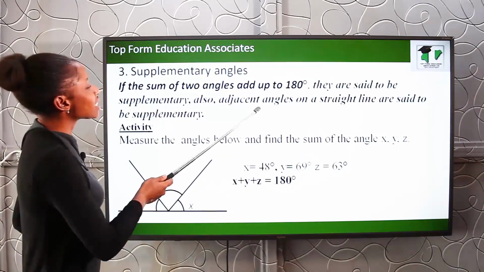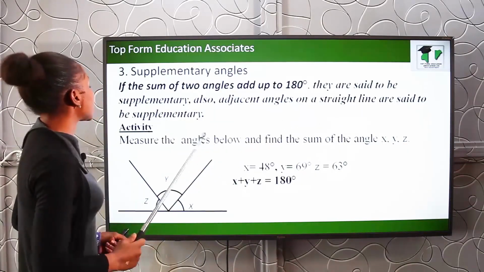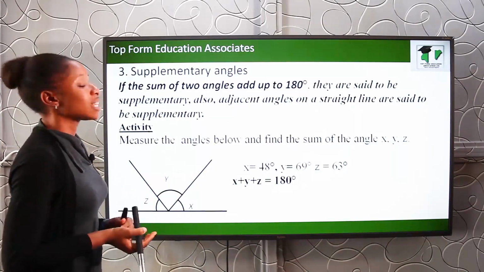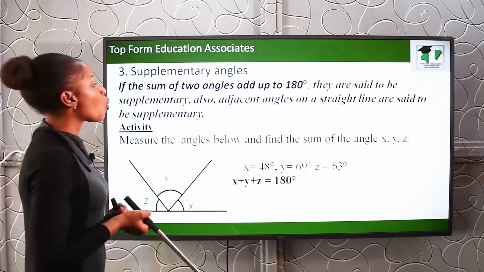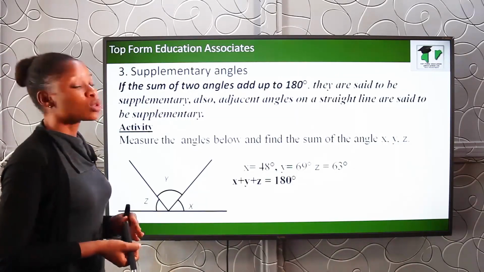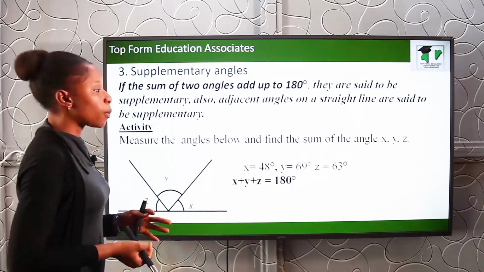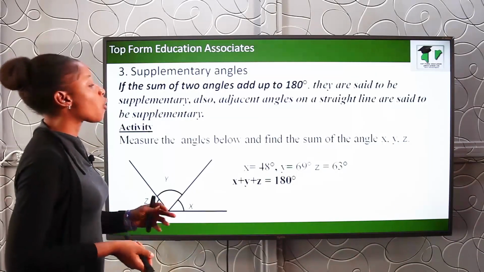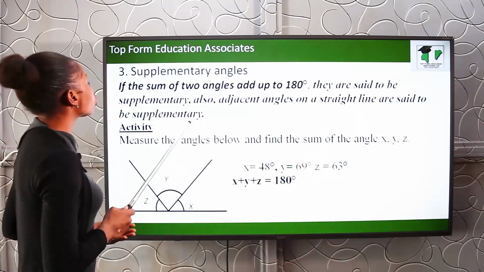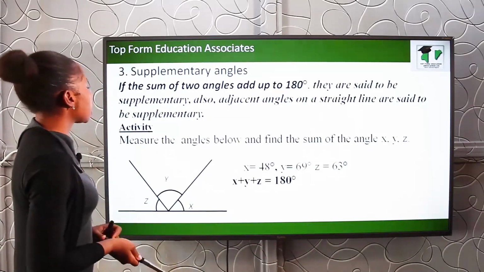Also, adjacent angles on a straight line are said to be supplementary. So supplementary angles are just those angles that when you take their sum, we have 180 degrees. Remember, we said adjacent angles on a straight line sum up to 180 degrees. Therefore, adjacent angles on a straight line are also supplementary angles.